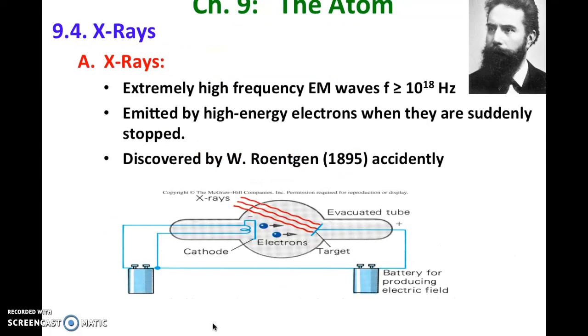X-rays are extremely high-frequency electromagnetic waves with frequency greater than 10 to 18 Hz. They are generated when high-energy electrons are suddenly stopped on a target. Roentgen was the first one to accidentally discover the X-rays in his lab.